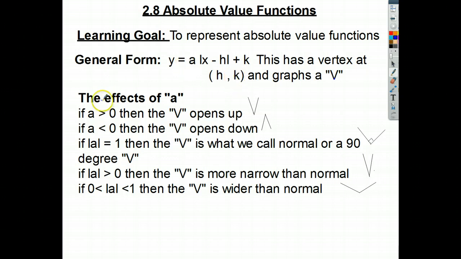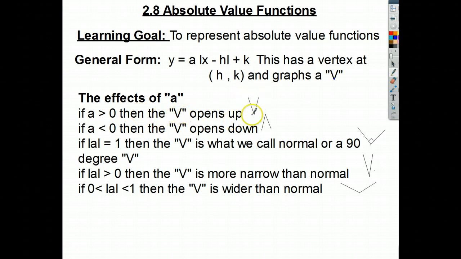Okay, let's talk about the effects of a, and that's the number in front of the absolute value symbol. These are kind of short absolute value symbols. I couldn't find one in this software that was any longer, but those are the absolute value symbols right there. So here's what we know about a. That number in front, and sometimes there's not a number, but when there's not a number, there really is a number. It'd be positive 1.